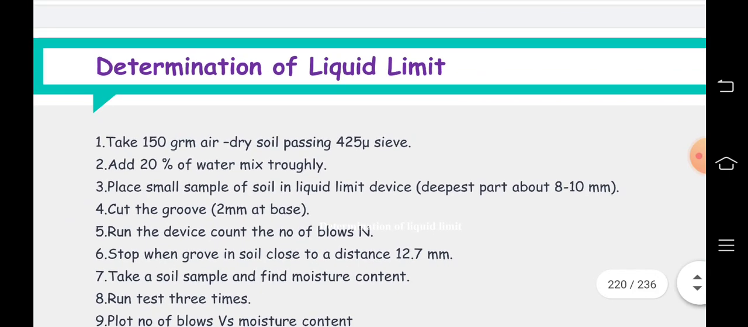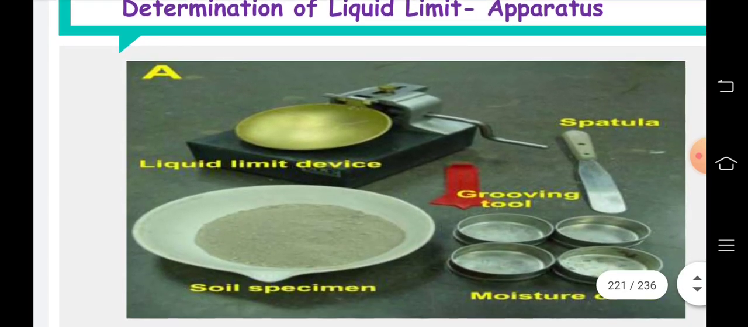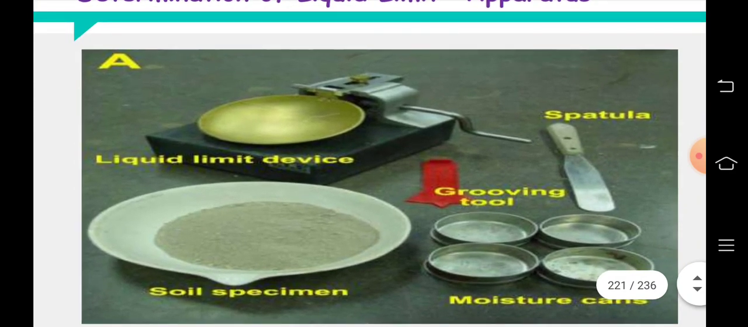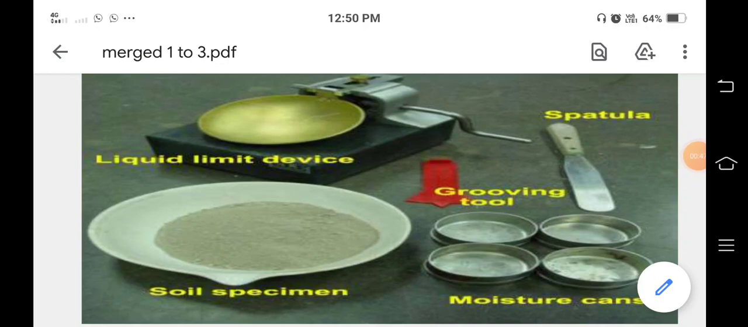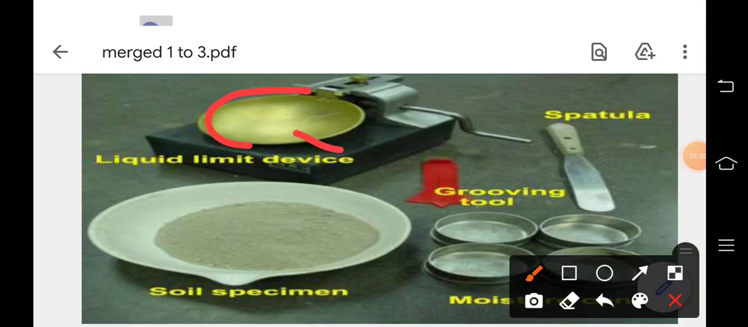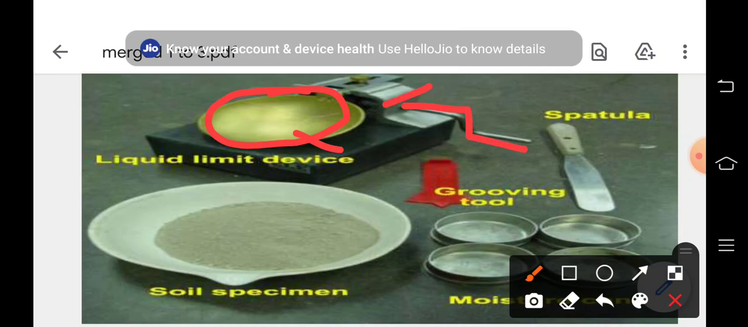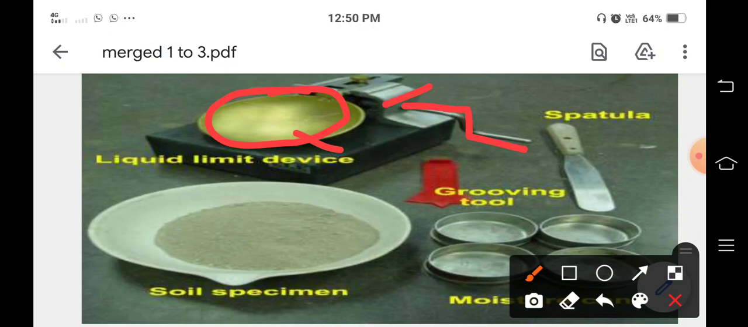Okay, so what are the various apparatus that we require while performing the practical? These are the various apparatus that we require. The first one is the liquid limit device, which is called the Casagrande apparatus. This Casagrande apparatus consists of a cup, and this is a handle. If it is manually operated, it is a handle, or sometimes an electric motor is provided if manual operation is not used. By rotating this handle, the cup is shifted up and down.